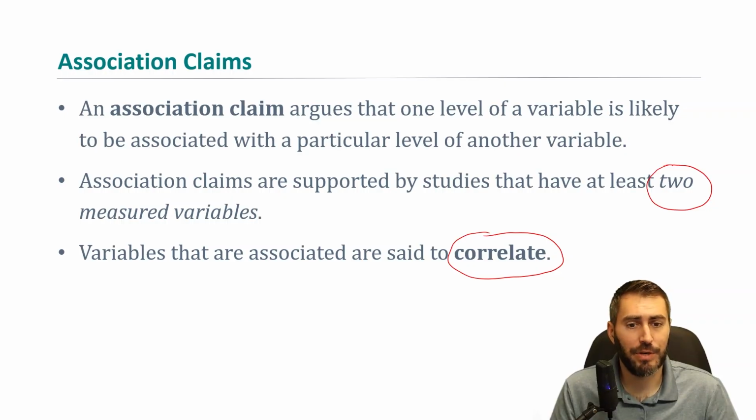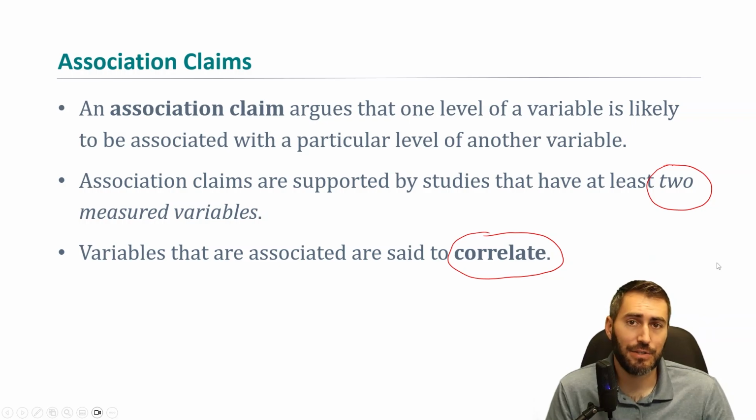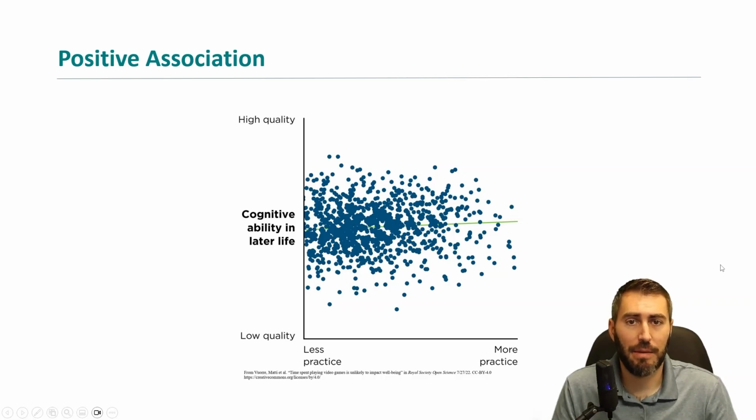So when we talk about association claims, we're really talking about correlations, and we're talking about how variables relate to one another in different ways. And so let's take a look now at some different ways that we might see these correlations come out when we're seeing these relationships. So we might first see a positive association.